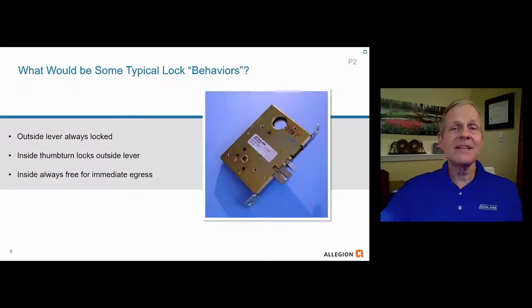All right, so here we have some examples of some lock behaviors or sets of operation. So outside lever is always locked. That would be an example of a lock behavior. The inside thumb turn locks the outside lever, another example of a behavior. Or the inside is always free for immediate egress, also an example of a lock behavior.